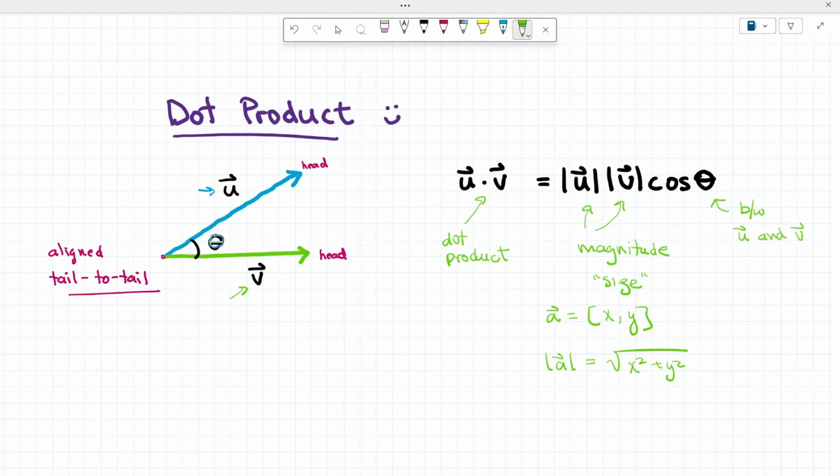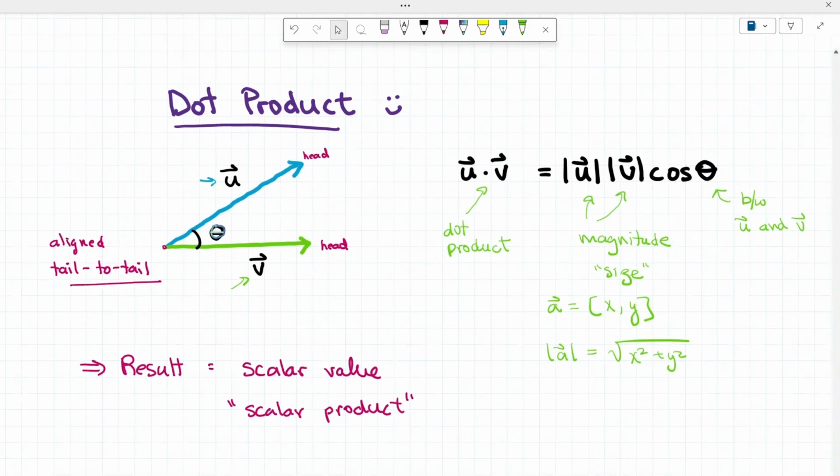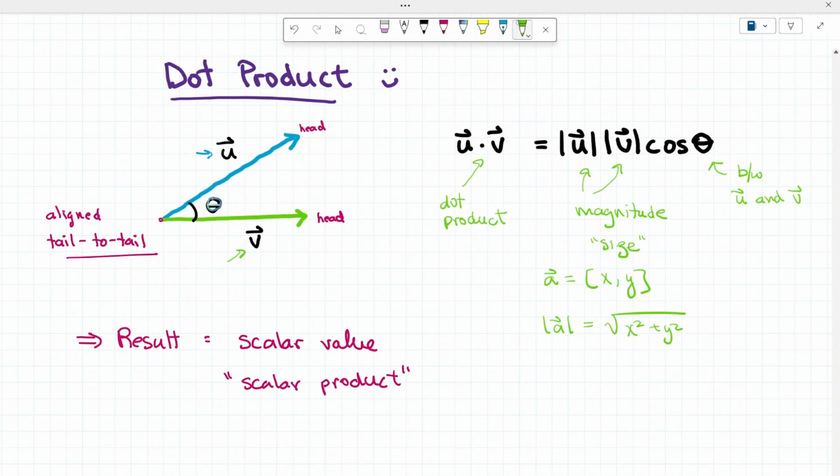Okay, so what is the result of the dot product? So that's very important to note. So the result of the dot product is a scalar value. So it's also sometimes referred to as the scalar product. That's just like another name for dot product because the result is scalar. And remember from our intro to vectors that scalar values are magnitude, not direction. So they only give you a size.